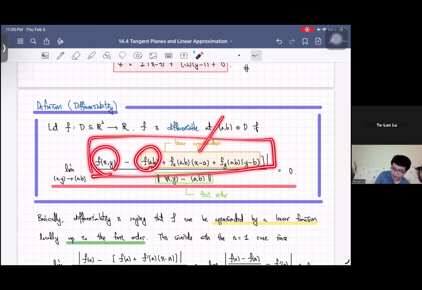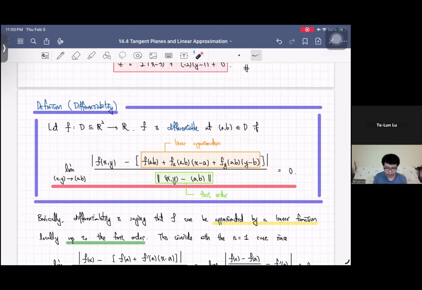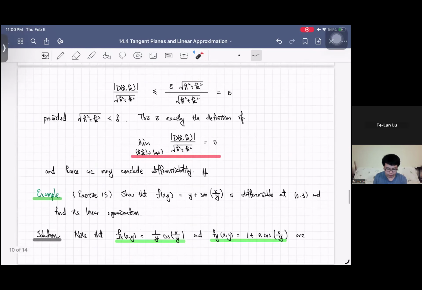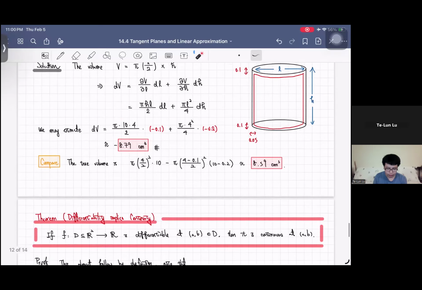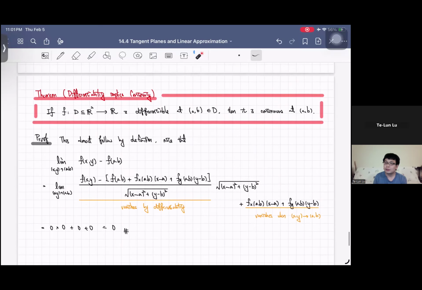Because these two terms are not really important for our discussion. They always go to zero when (x,y) goes to (a,b). Okay, so that is the implication of continuity on differentiability.